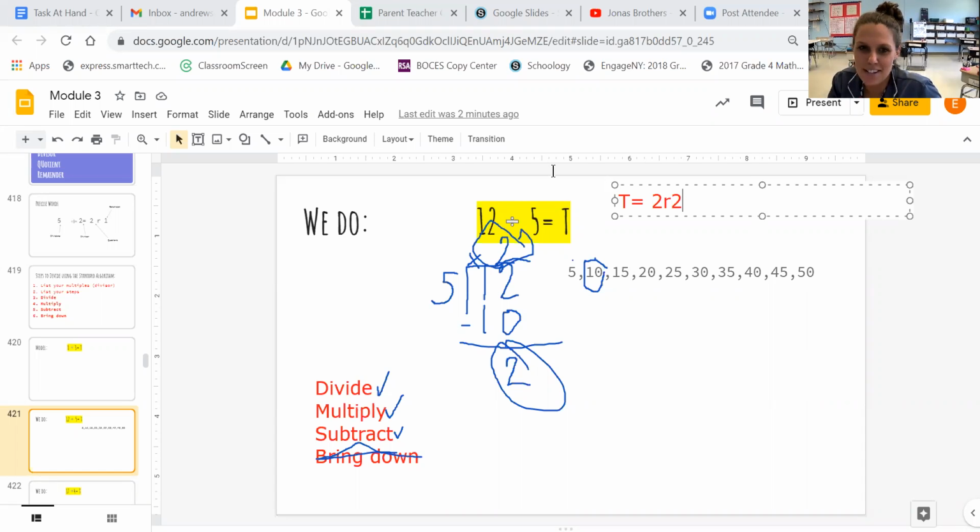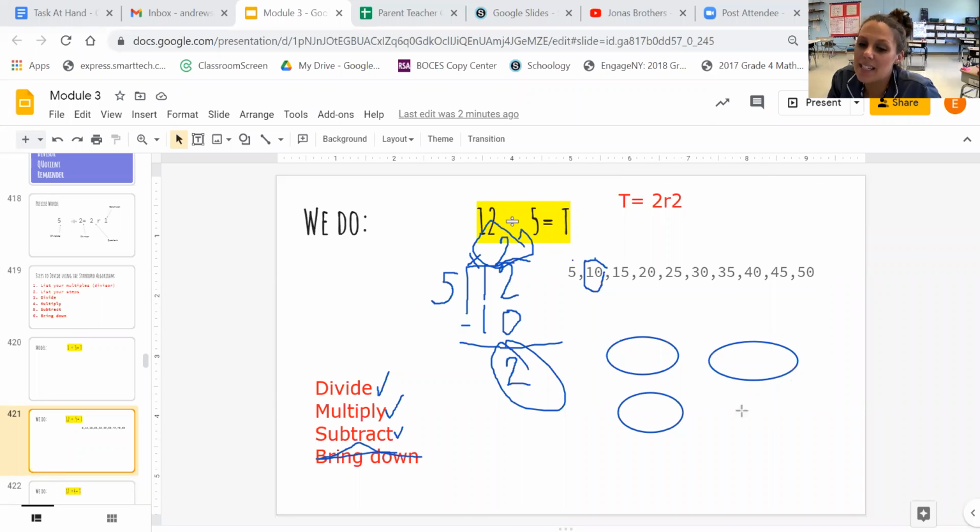Again, we had that answer in the last one. A way to double check is I can make my 5 groups. I could divide up 15 into those 5 groups, and I would see that there was 2 in each group and 2 left over. Okay?